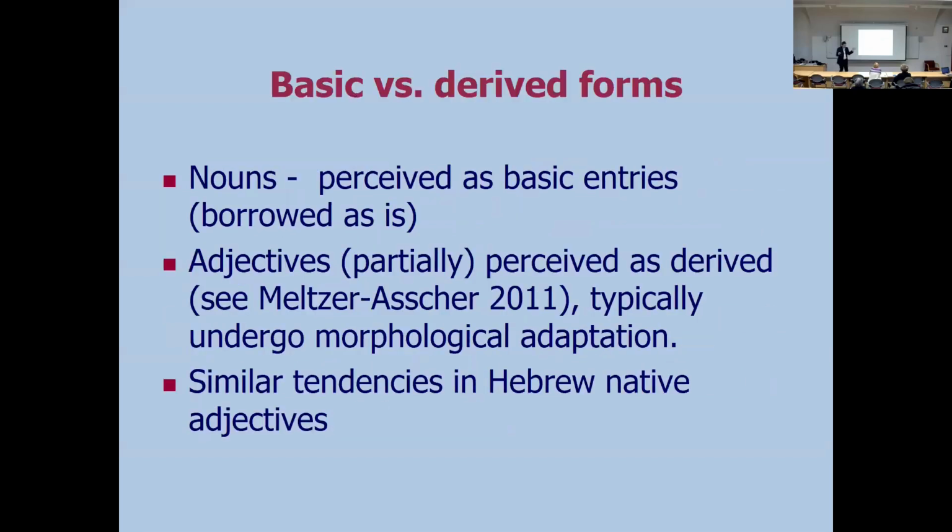Okay, in general, I relate to the distinction between basic and derived forms. And again, it's of course a theoretical assumption, and it can be debated. I argue that nouns are perceived as basic entries, and they are borrowed as is. Adjectives are partially perceived as derived entries that typically undergo morphological adaptation. And this is why they don't undergo further formations. And we have even similar tendencies in native adjectives.